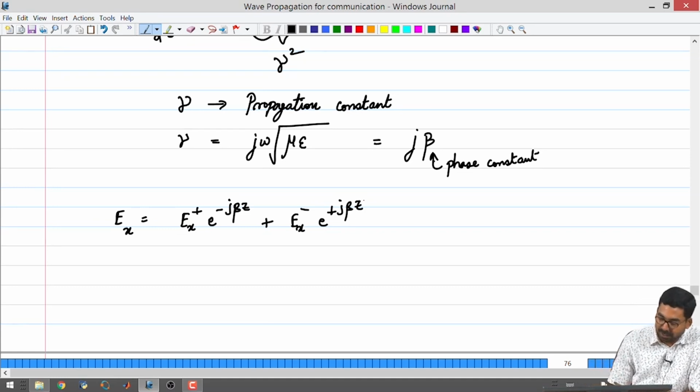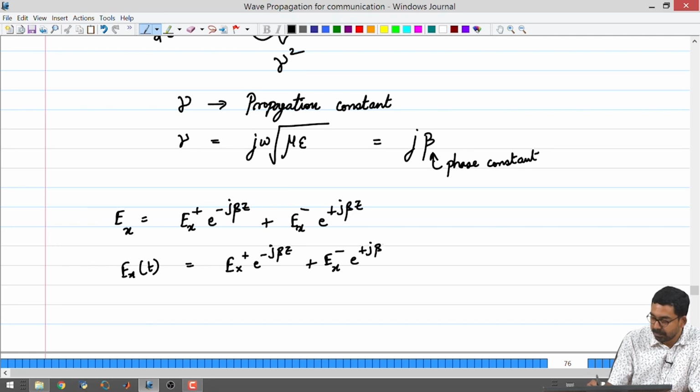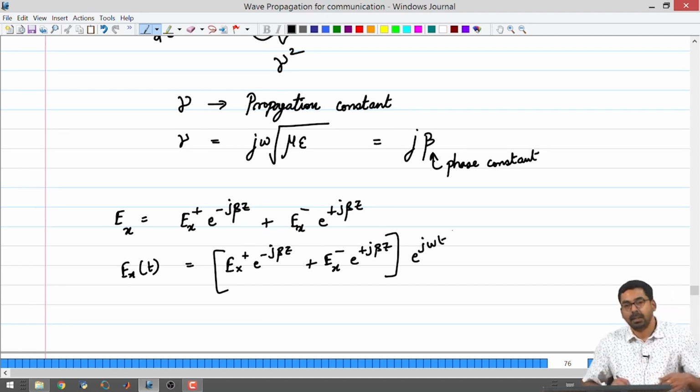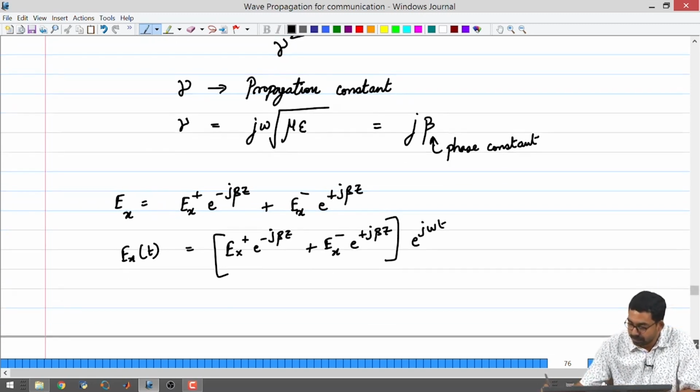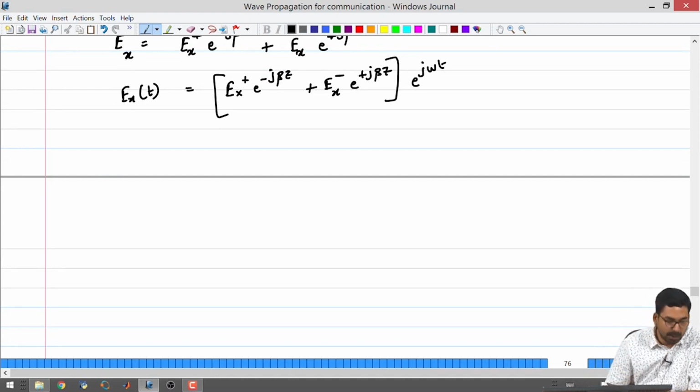If you want to include the effect of time, then if you want to find out the instantaneous value of the electric field, you can always multiply it with e to the j omega t. Once again, as we proceed, we see that the equivalence only is increasing and increasing. There is no big deviation between what we saw in the case of transmission lines and electromagnetic fields at all.